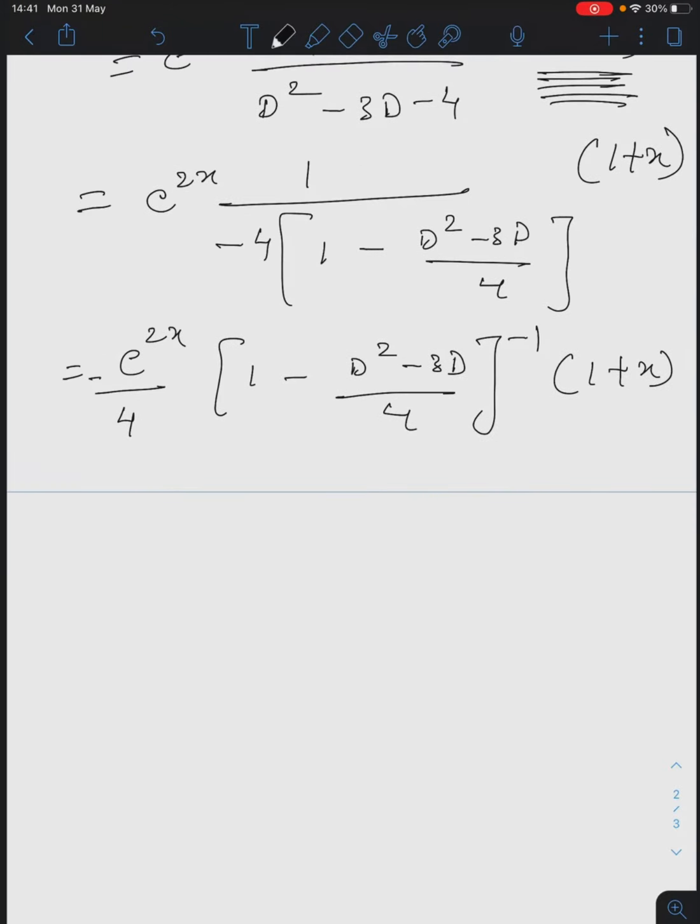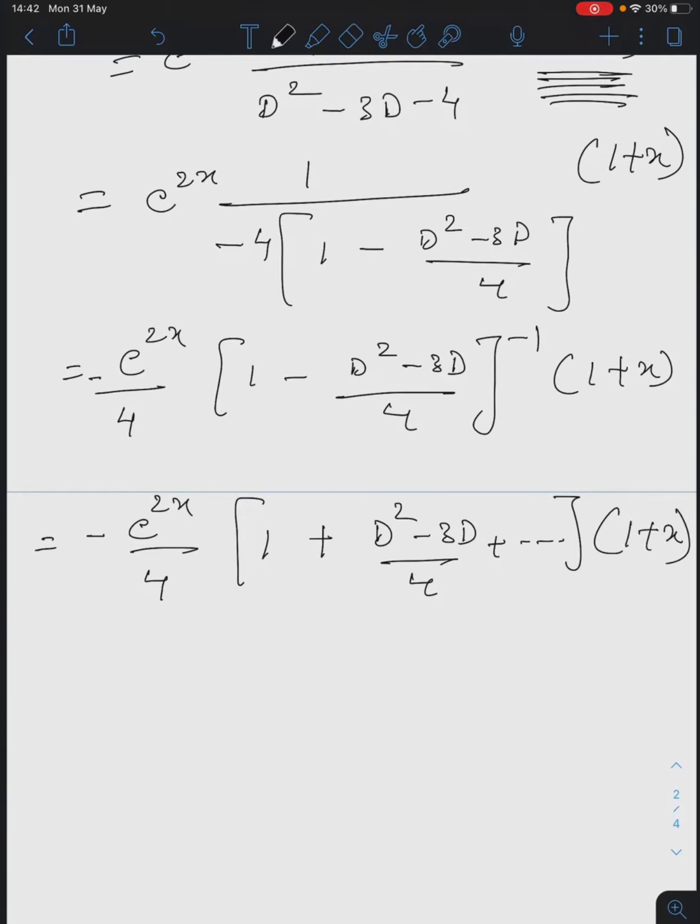Now you have to expand this one by using binomial theorem. To what extent you will expand? X to the power k. So to d to the power k term, you will expand it. So here you have x to the power 1 only. So in the expansion, you will have minus e to the power 2x by 4 as it is. You will have 1 plus (d square minus 3d) by 4. Next, even though you expand, it doesn't make any difference. Now just apply this whole thing on 1 plus x. So you will have minus e to the power 2x by 4 as it is. 1 into 1 plus x will be 1 plus x as it is.